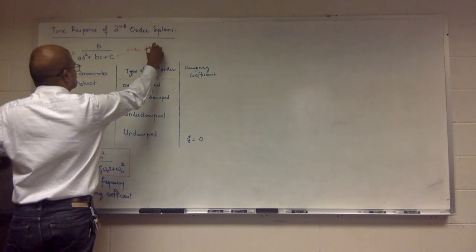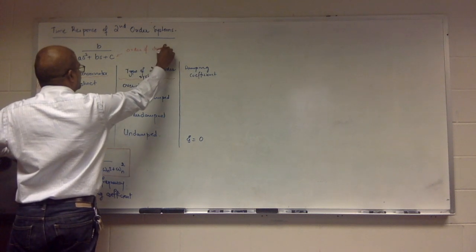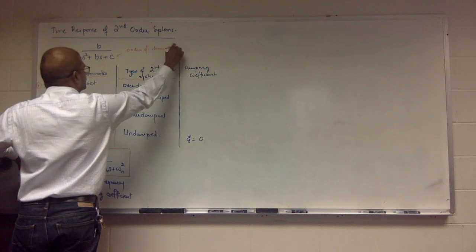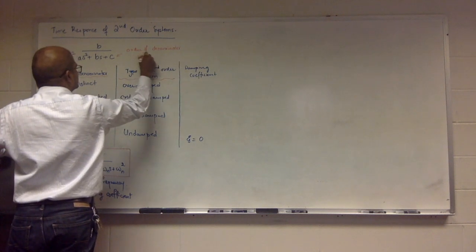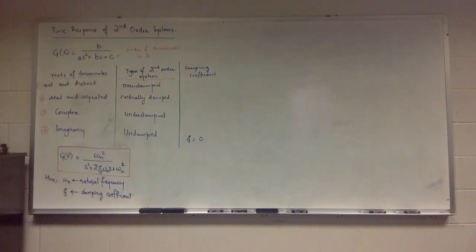the order of the denominator is 2. This is a second order polynomial, right? Okay.